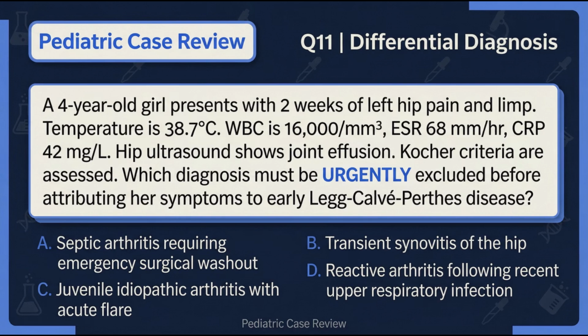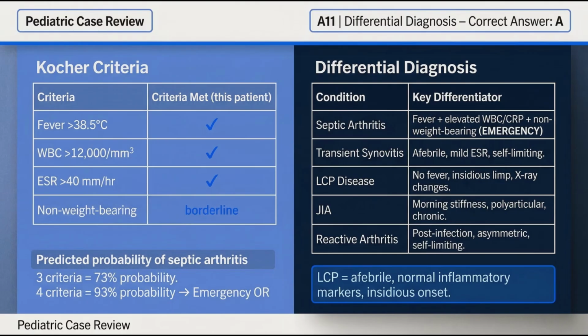Option A, septic arthritis requiring emergency surgical washout. Option B, transient synovitis of the hip. Option C, juvenile idiopathic arthritis with acute flare. Option D, reactive arthritis following recent upper respiratory infection. The correct answer is option A, septic arthritis requiring emergency surgical washout.